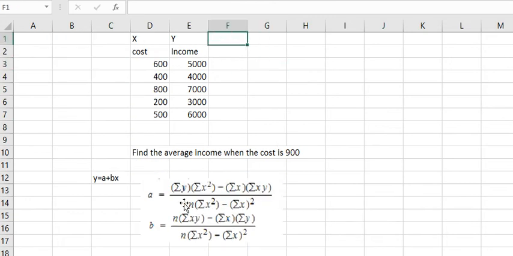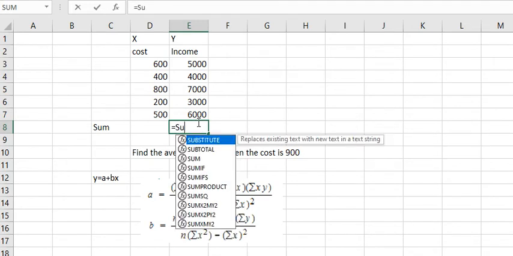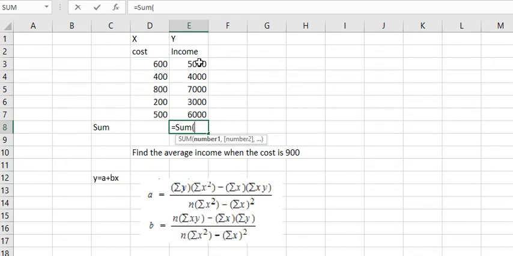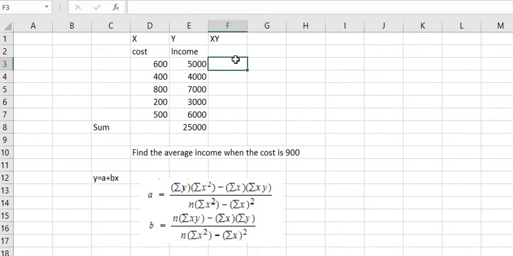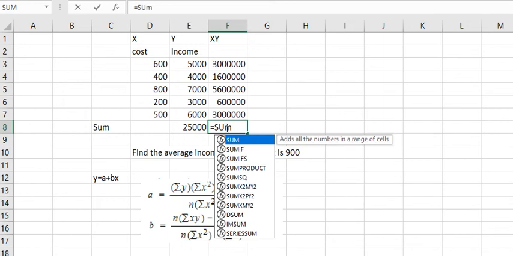So we need to find the sum of y. The sum of y, that's it in here. So I will write about the sum, and we put the sum of this one in here. Then we need to find the sum of sy. So I will put sy in here. That means this one multiplied by this one. So the sum of sy should be like this.